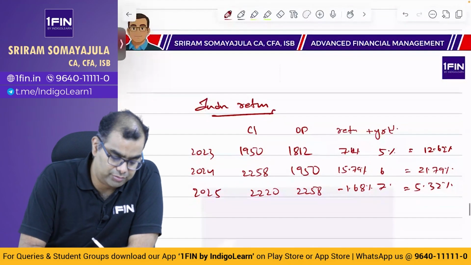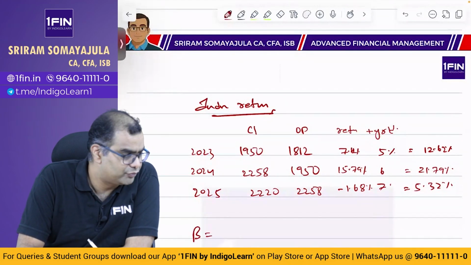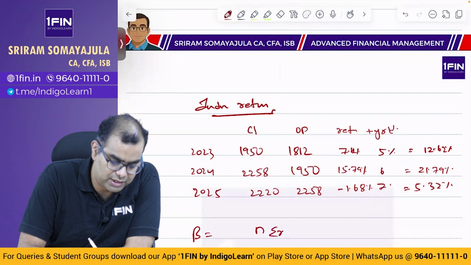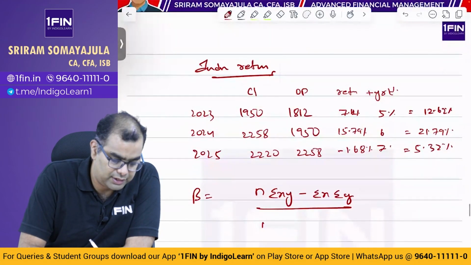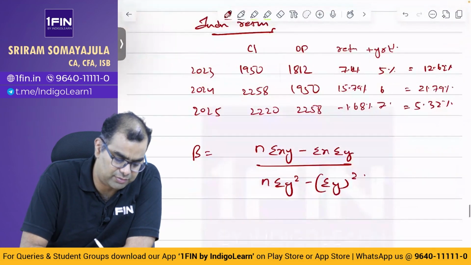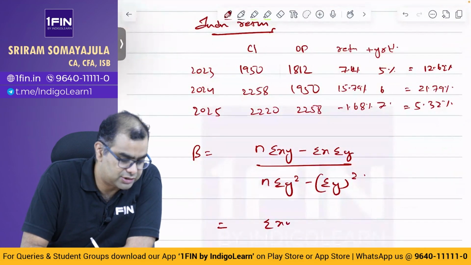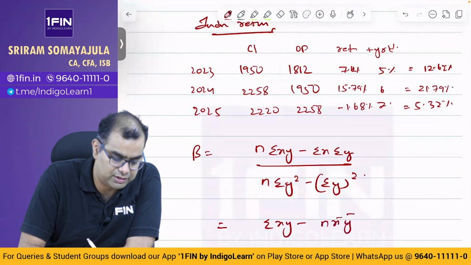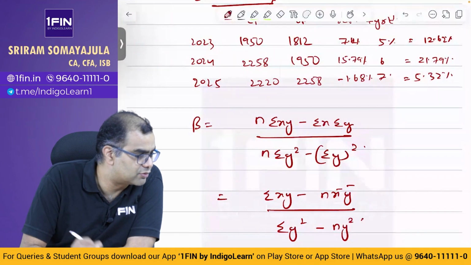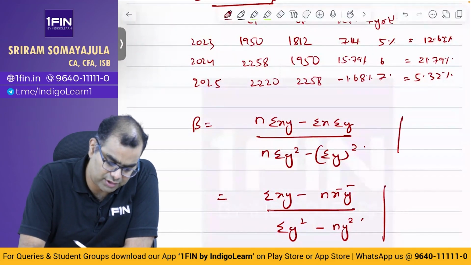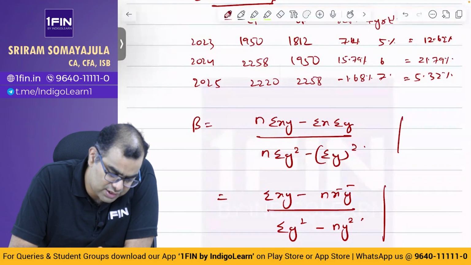Then we have to compute beta. Beta, we have two formulae. One is n sigma xy minus sigma x sigma y, by n sigma y square minus sigma y whole square. This is one formula. Other formula is sigma xy minus n x bar y bar, divided by sigma y square minus n y bar square. Okay, we can use either of these two formulae. Now which one looks simpler and easier for us? xy anyway we have to do, x bar y bar we can do, y square.